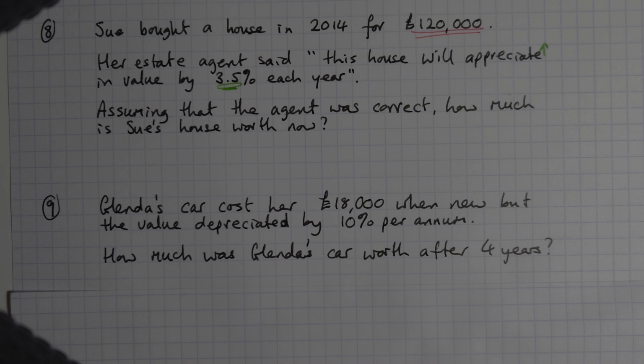Assuming that the agent was correct, how much is Sue's house worth now? Well, we're watching this video in the year 2021, so that is 7 years later. It's probably actually only had 6 years worth of increases though, because we're only just into the year 2021. So this is the sort of question that would have 2 sensible answers given in the mark scheme. If the house has managed to have 6 increases, then using a power of 6 will be correct.